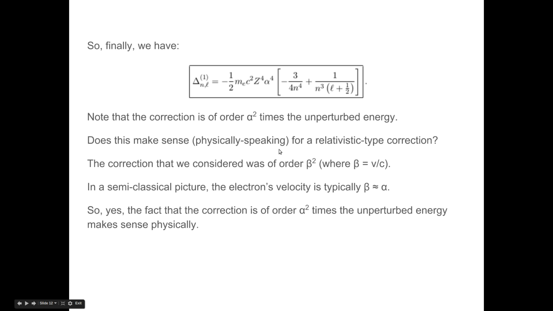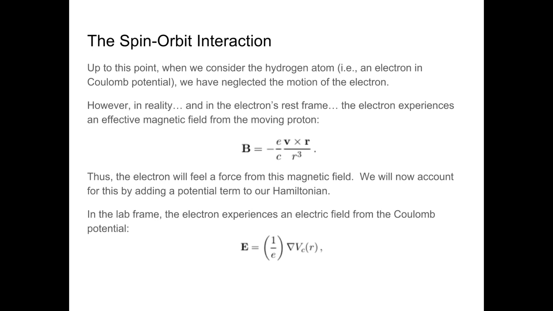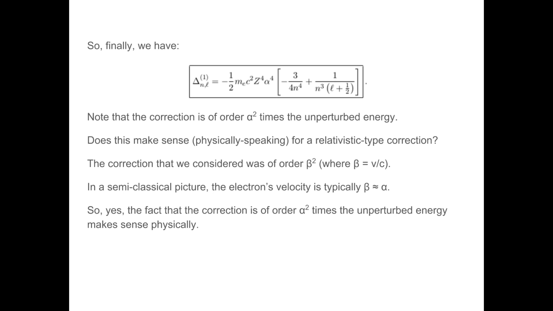So what you see is that I've got a correction of order beta squared, and beta is the same order as alpha. And so it makes sense that our first order energy shift is alpha squared times the unperturbed energy. Okay? All right. That's the kind of stuff that theorists do so we can sleep better at night.